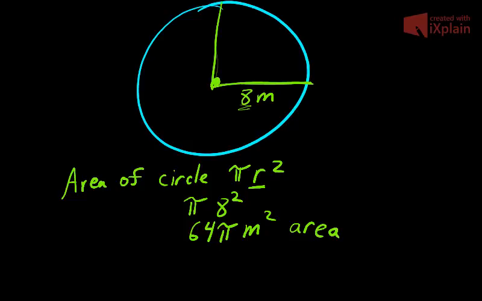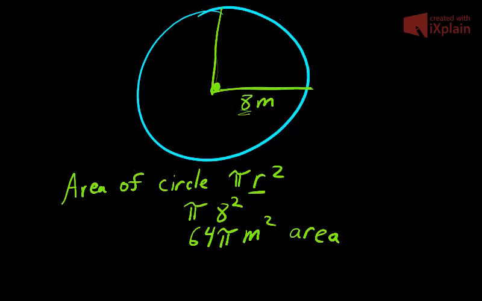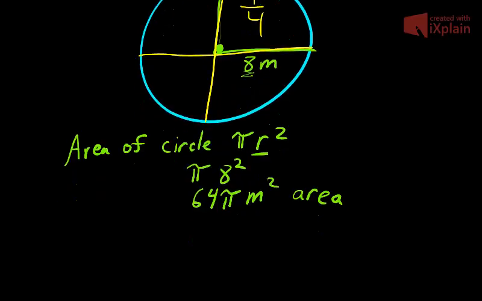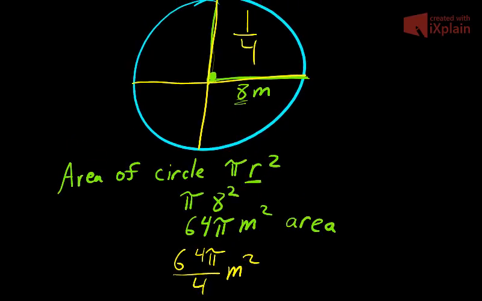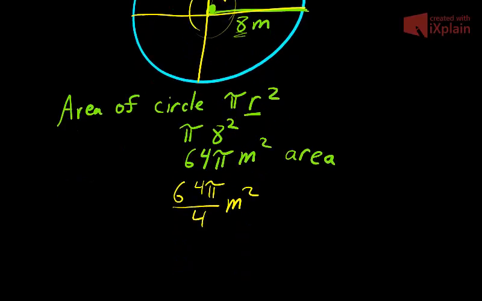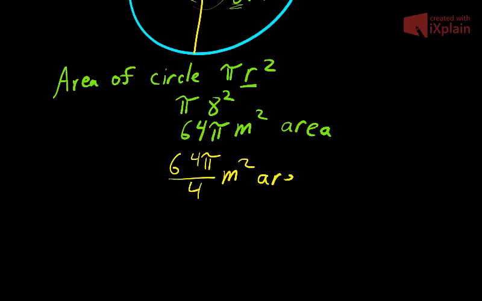What I need to do after that is to find what portion of the circle this part is. There's several ways to do that. Maybe the easiest way is to look at this intuitively and say this section right here is 1/4 of the circle. So I would do 64 pi divided by 4 meters squared. I'm just taking 1/4 of the area of the whole circle. I have the whole circle here, and I just need this quarter of it, so I divide by 4. That would be my new area, which is 16 pi meters squared.